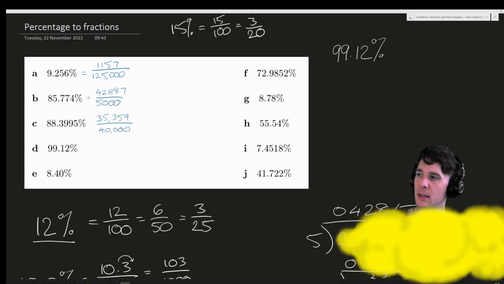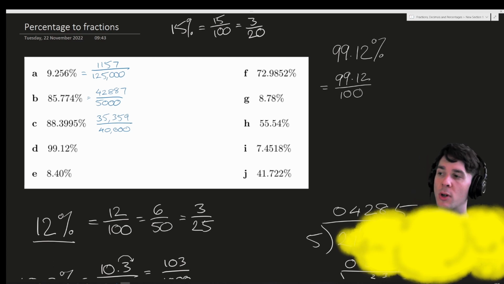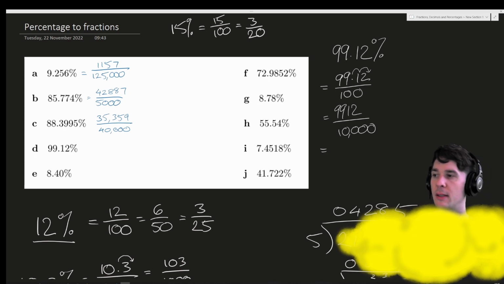99.12% is equal to 99.12 out of 100. To turn the numerator into a whole number, we have to multiply by 100, and so we're going to get 9,912 over 10,000. We can simplify this by dividing by 2. Let's see. We're going to get 4,956 over 5,000.